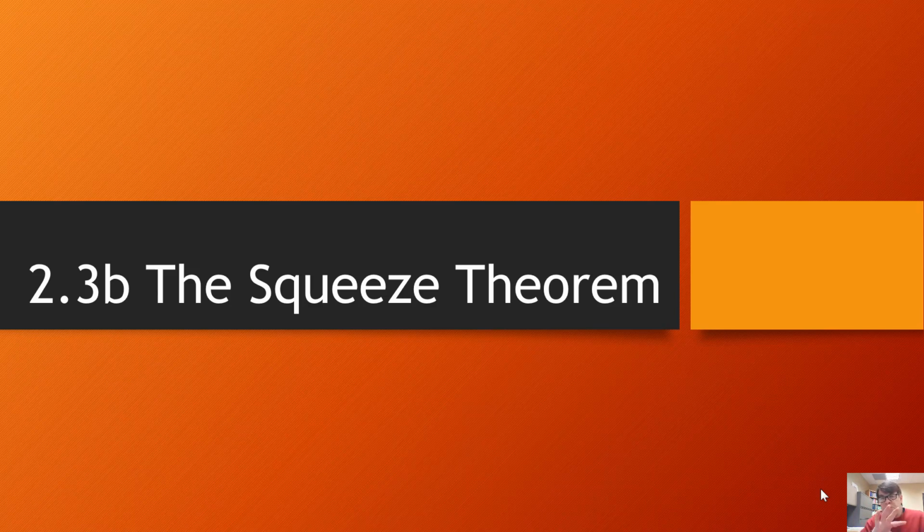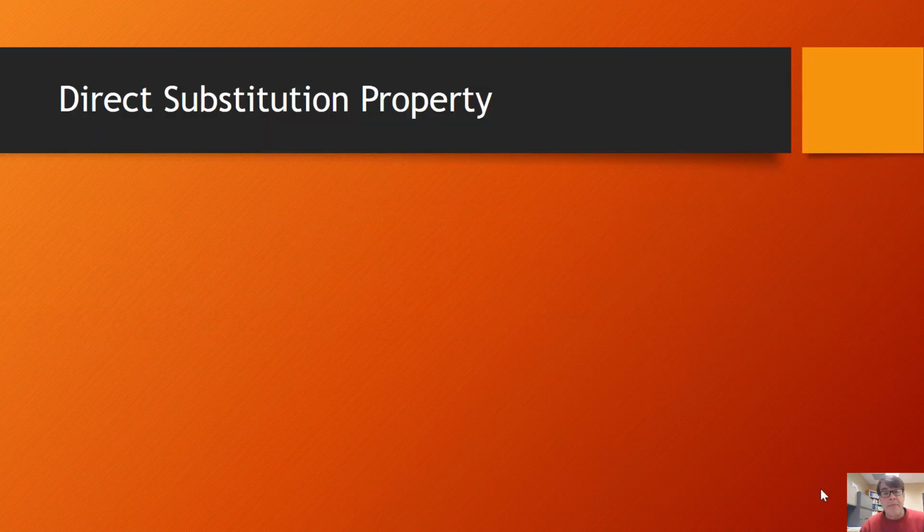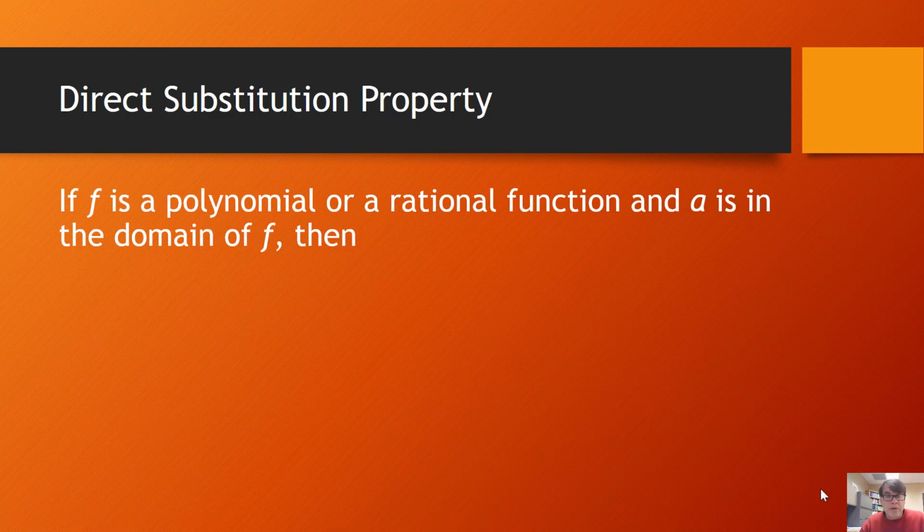So the rest of this section is, again, more common sense stuff. For example, there's the direct substitution property. If f is a polynomial, like x cubed plus x squared plus x, or a rational function, which has a division going on, and if a is in the domain, then the limit as x approaches a of f of x equals f of a. In other words, a lot of times finding a limit is as simple as just plugging in the number.